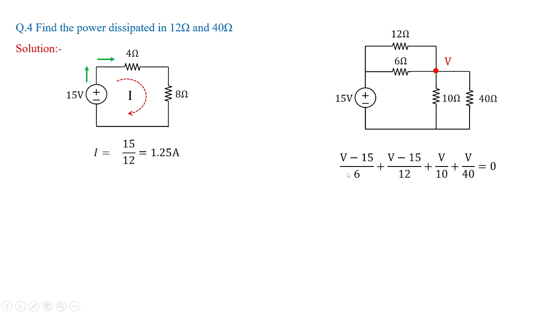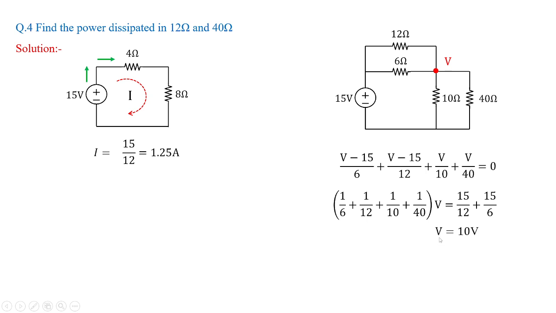So I'll get (V minus 15) by 6, that is a branch current, and (V minus 15) by 12, another branch current which is connected to this node V on the left hand side, plus V by 10, plus V by 40. So taking the like terms on one side and unlike terms on another side, I'm going to get the value of V as 10 volts.